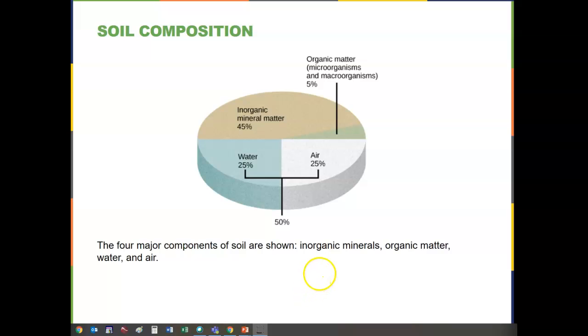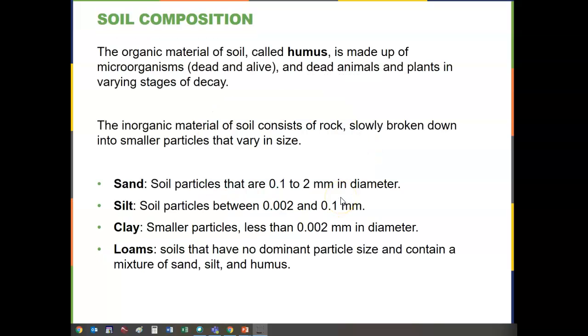So this pie chart right here is a good way to commit that to memory. Do be able to recreate this pie chart right here. 45% inorganic, 5% organic, and then reasonably a 50-50 split of water and air right here as the remainder. 50-50 split of the 50%, so 25%, 25% split of water and air making up the other half of the soil volume. All right.